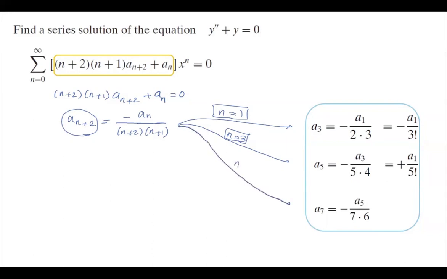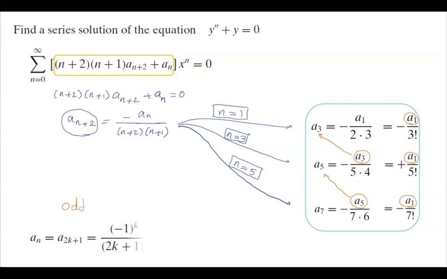So as you can see, I'm working with odd indices. A sub 7 is negative a sub 5 divided by 7 times 6, or since you already calculated a sub 5, you can just replace that and write down all of these terms in terms of a sub 1. What is the pattern here? The pattern that you're observing is for odd indices, a sub 2k plus 1, you have negative 1 to power k divided by 2k plus 1 factorial times a sub 1.